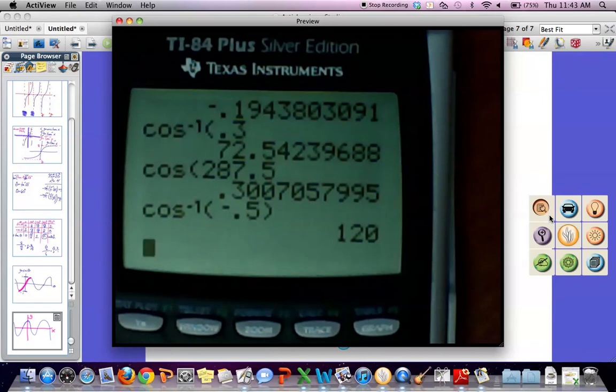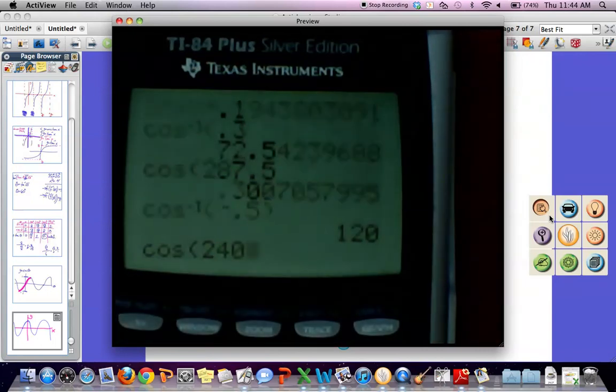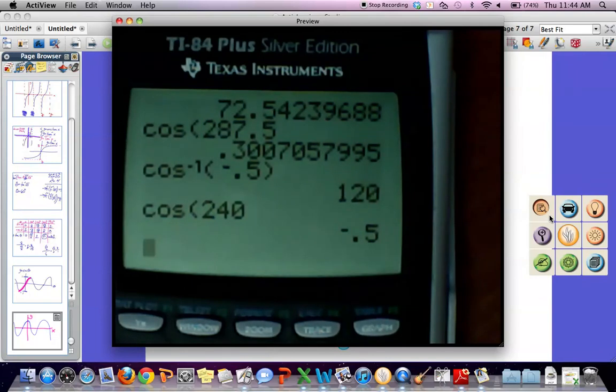120 degrees, I gave a nice one on purpose. What is it reference to? 60. So what angle in quadrant 3 references to 60? 240. 180 plus 60. So if I do the cosine of 240, my calculator is going to say negative 0.5.